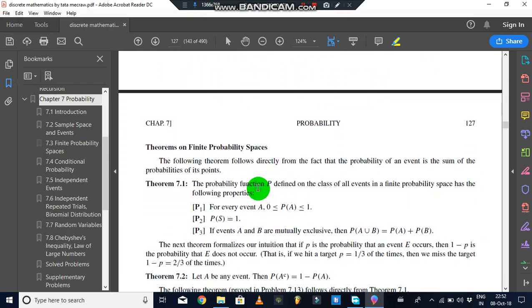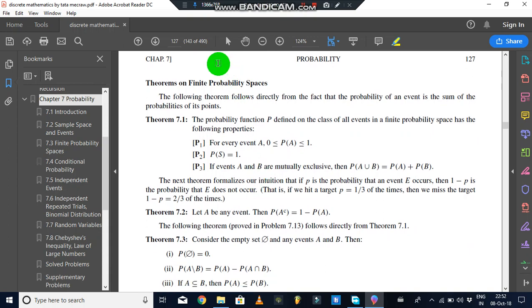Now we will continue our session with the theorem on finite probability. So what is finite probability? We will show you an example first and the introduction last. So, Theorem 7.1. First you need to know this. The following theorem follows directly from the fact that the probability of an event is the sum of the probabilities of its points. Theorem 7.1.